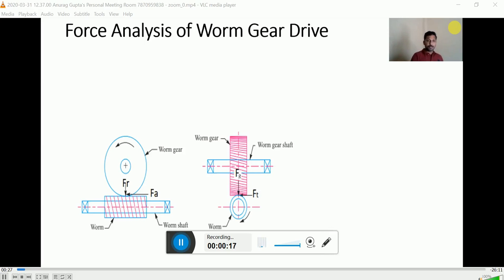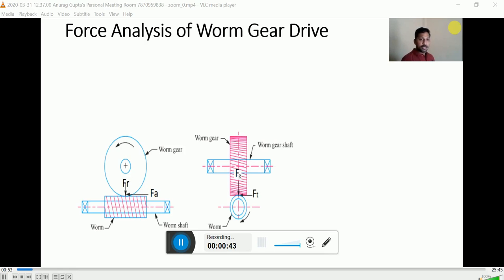If we see the first figure, this first figure is showing the front view, in which this cylindrical portion is the worm and this circular portion is the worm gear. Now we are considering the force exerted by the worm gear on the worm.